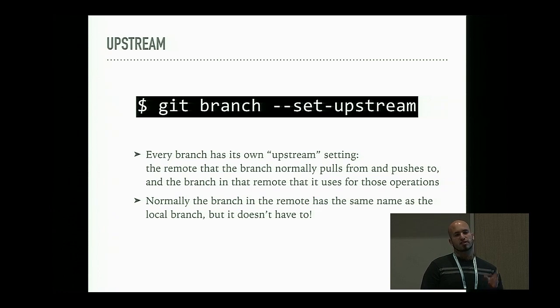Normally, the branch in the remote repo has the same name as the branch in the local repo, but that doesn't have to be the case. It's really just for consistency. So if you want to have a branch with a really long name on github.com to make it clear to people who are viewing your repo what this means, and on your local computer you want it to be like a short 3-letter abbreviation, you can do that. There's no reason why you can't. It's just most people set it up the same.